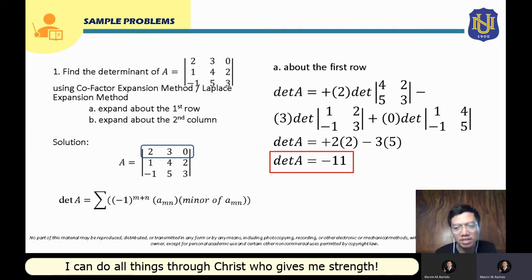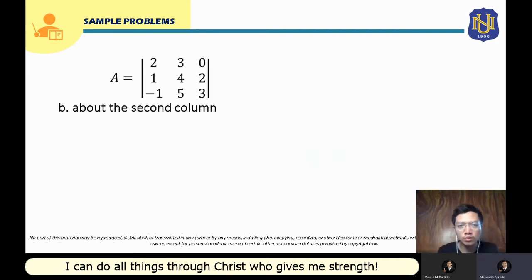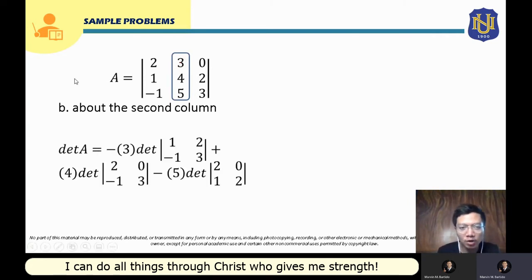Let's solve for letter B. So we will use the second column for our formula to solve this using the cofactor expansion method. Our second column will be this column. Applying the formula, the determinant of A will just be, for the first element, 3. And you just have to solve for the cofactor of this element 3.